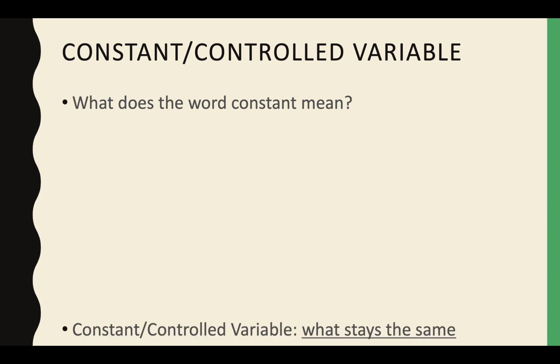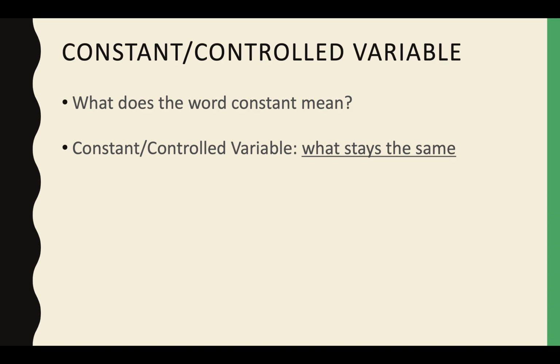Finally, we have a constant or controlled variable. Let's talk about the word constant. What does that mean? When something is constant, it means it doesn't change. Therefore, a constant or controlled variable is what stays the same.